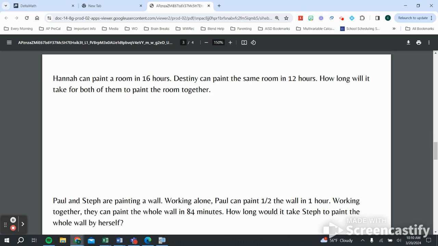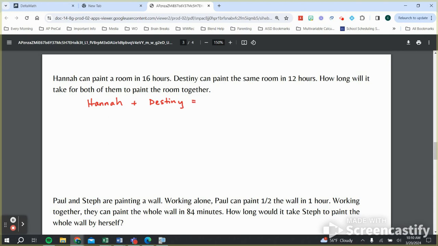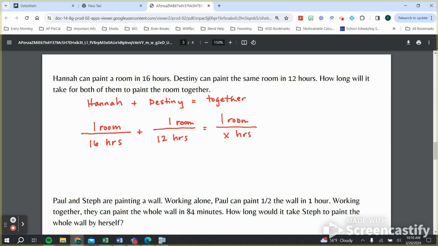We want to figure out how many hours it takes them to paint this room together. So Hannah's our first person. We'll look at Hannah's information plus Destiny's information equals our together information. So Hannah can complete one room in 16 hours, plus Destiny can complete that same room in 12 hours. So together, that same room will take them how many hours? That's X hours. We don't know.